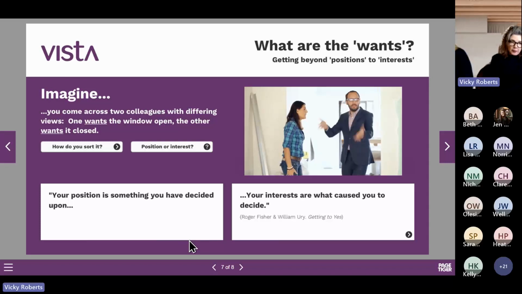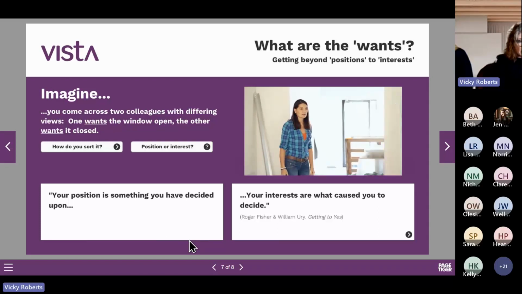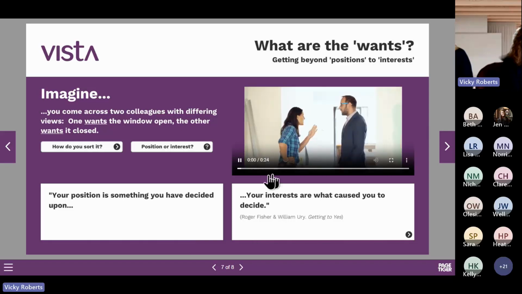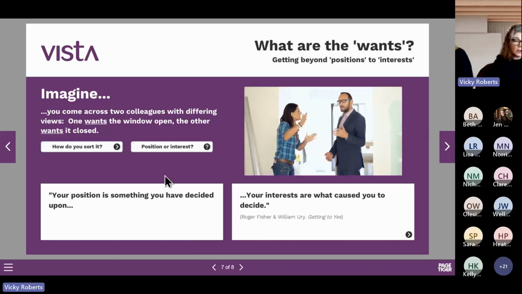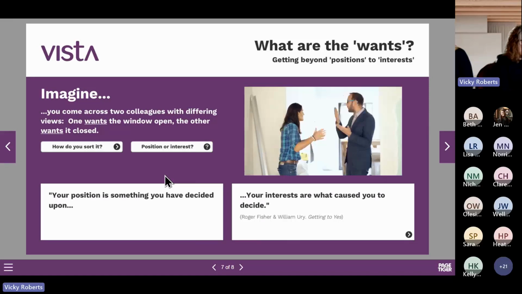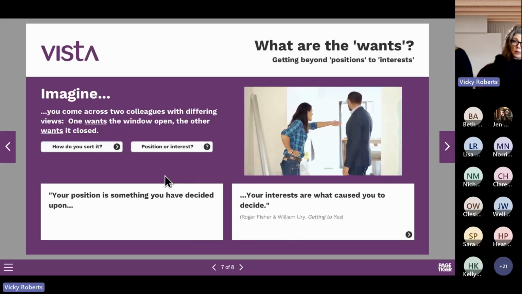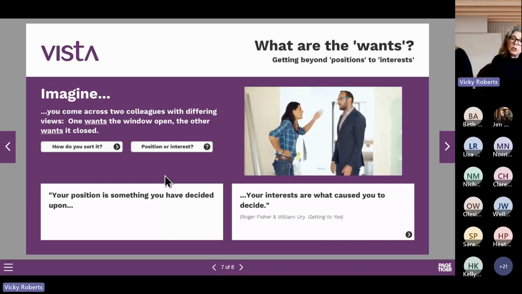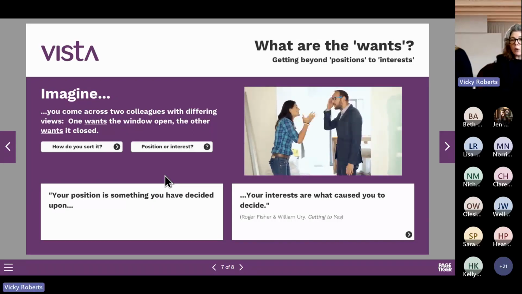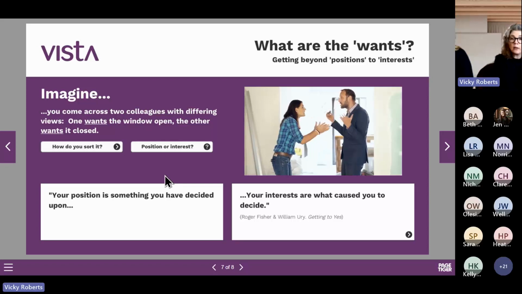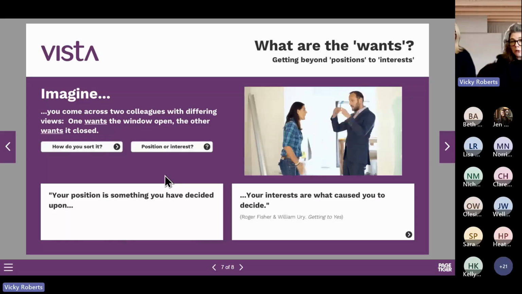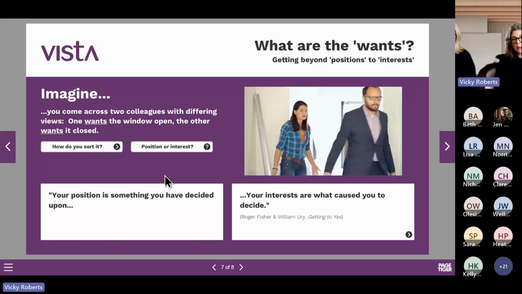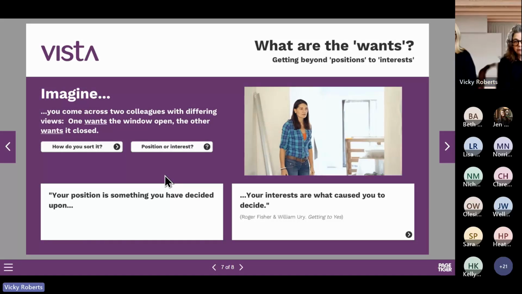And you may know this story. So we've got two people having a bit of an argument here on this slide. We can't hear them, but let me tell you that they are disagreeing quite violently about whether a window should be open or closed. How do you resolve that? Thoughts on the chat. One colleague wants the window open, the other colleague wants it closed. Thoughts on the chat for me. How would you resolve that situation?